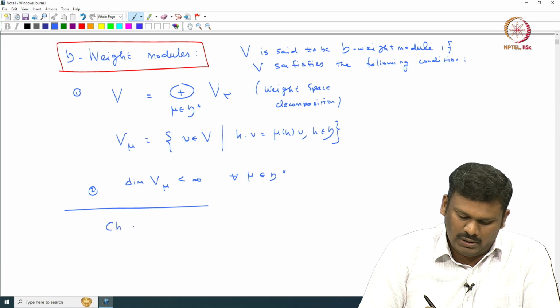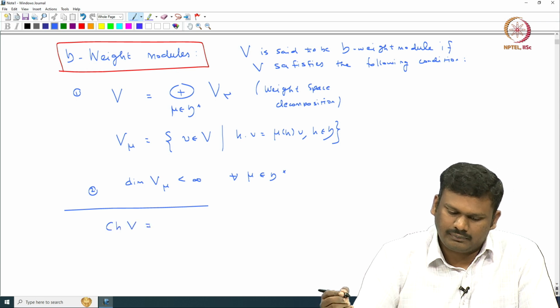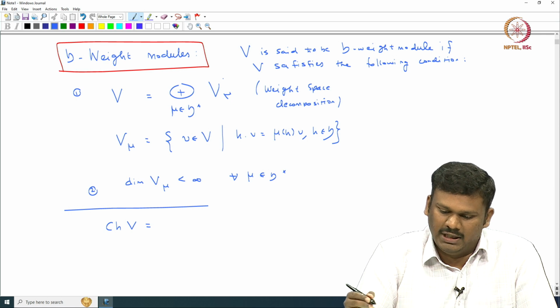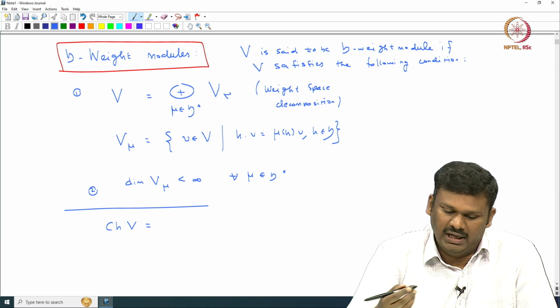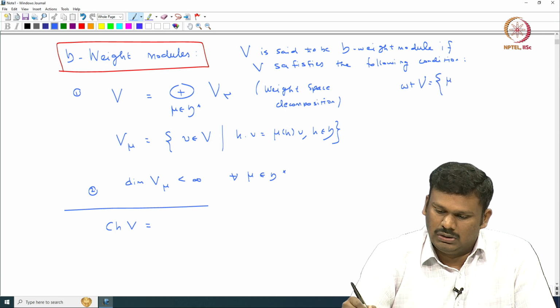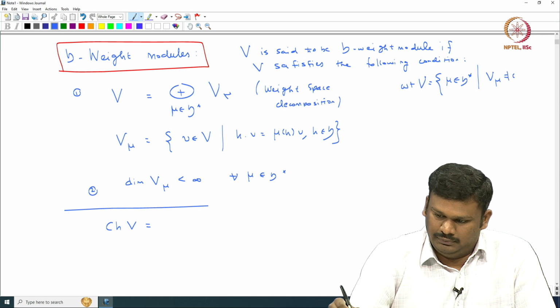So, if you think about it, we want to record all the data that is involved in the weight space decomposition. There are two sets of data that are involved. One is the weights that are there of V. Okay. So, the weights of V by definition, recall that this is those mu in H star such that V mu is non-zero.